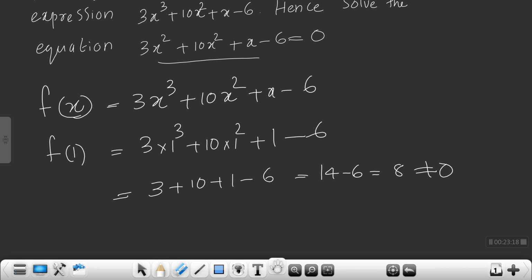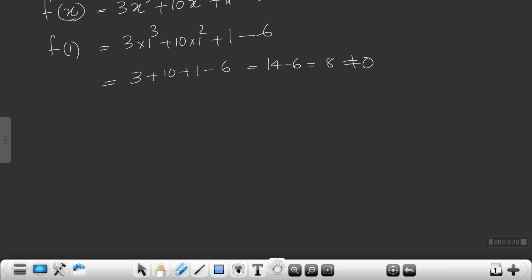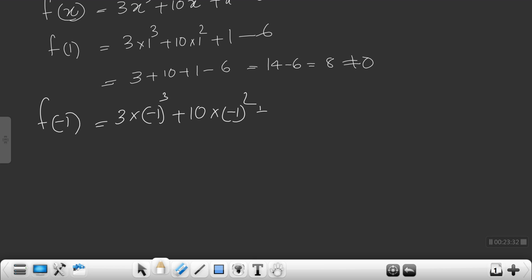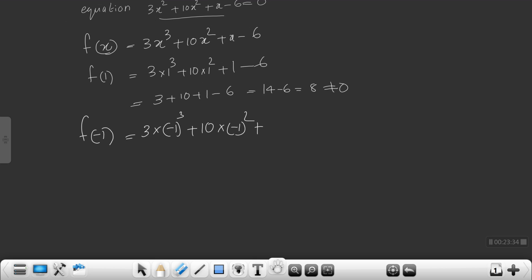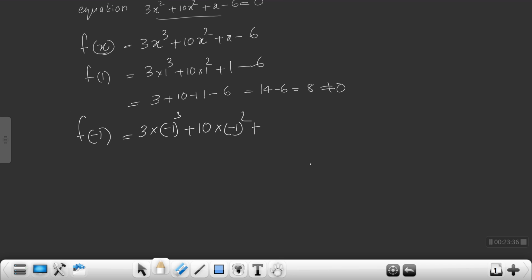We want to check another one, f of minus 1. We find f of minus 1. F of minus 1 is 3 into minus 1 the whole cube plus 10 into minus 1 the whole square plus minus 1 minus 6. This is equal to negative 3 plus 10 minus 1 minus 6.